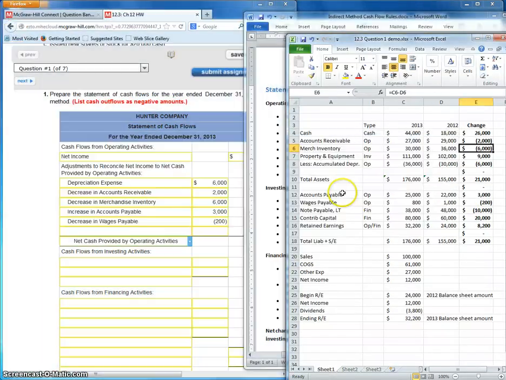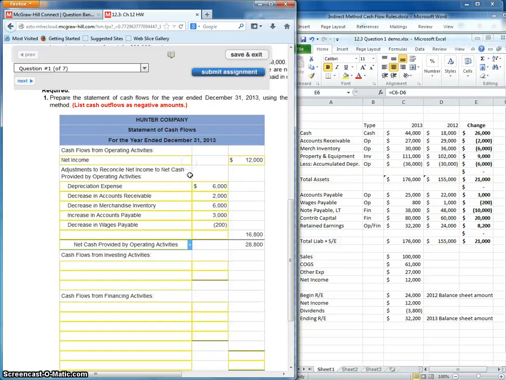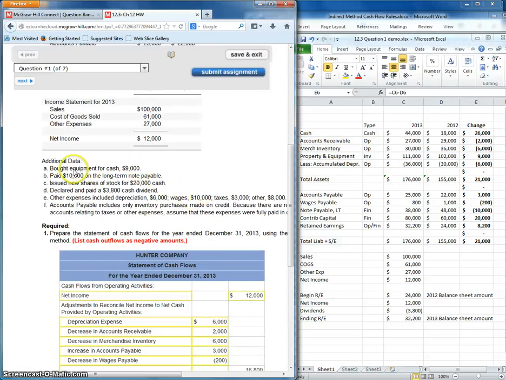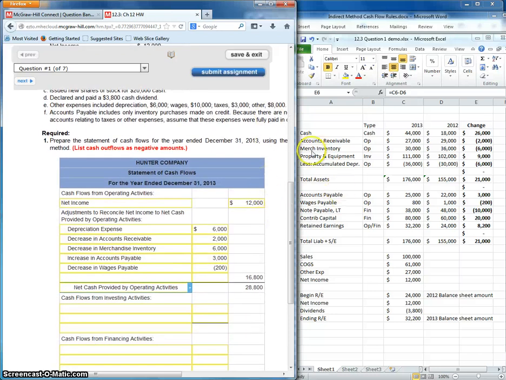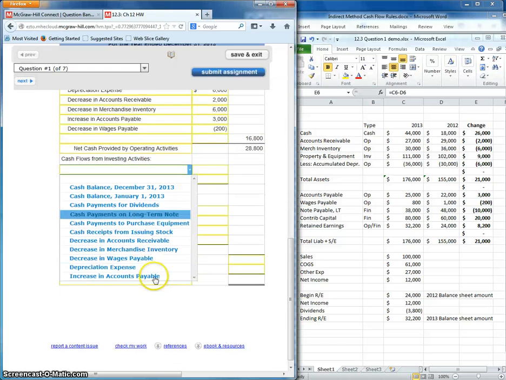So if I look at my balance sheet, basically all I see on these long-term assets is property and equipment. It's the only one I have. And it increased by $9,000. Why did it increase by $9,000? Look at your facts. We bought some equipment. Bought equipment for cash. So I got this property and equipment account. I bought equipment. I need to put that in my cash flow statement.